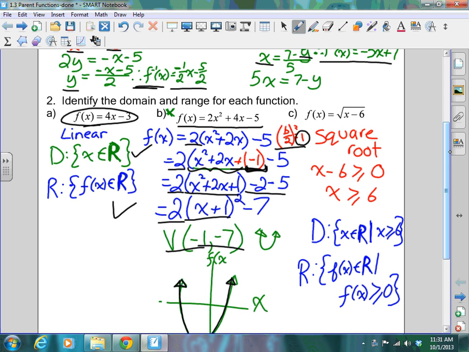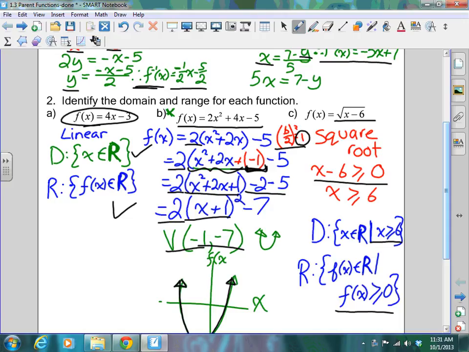Okay, last one, C. This is a square root function. So again, the expression underneath the square root cannot be negative, so you represent that as being greater than or equal to 0, and then you solve for x. So again, there is a restriction on your x. X has to be greater than or equal to 6, and for y, this function, which we're going to learn a little later on in this lesson, always is going to be greater than or equal to 0 when we take a look at square roots.